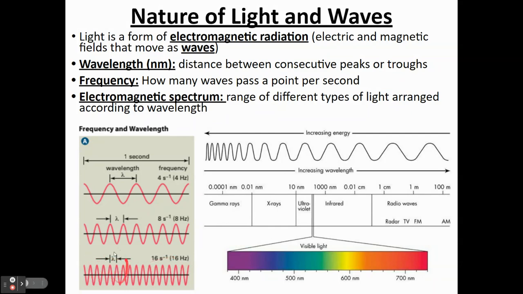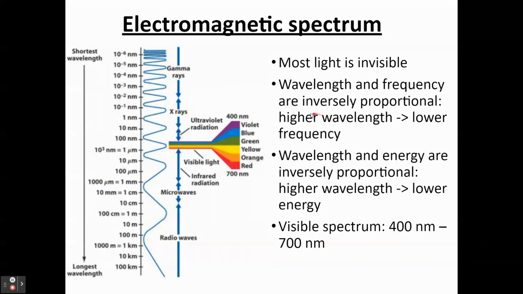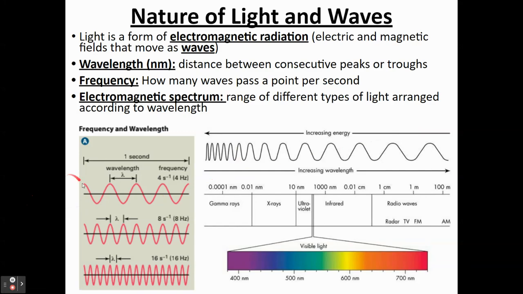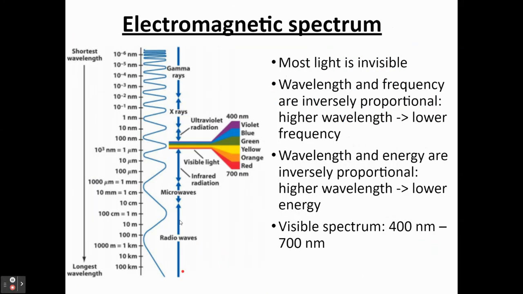So a small or short wavelength means high frequency. A long wavelength means lower frequency, it doesn't repeat as often. So we say the relationship between wavelength and frequency is inversely proportional. The wavelength and frequency are inversely proportional to each other. In other words, as one goes up, the other goes down. So a higher wavelength means a lower frequency, right? A higher wavelength doesn't repeat as often as the shorter wavelength. As you can see here, shorter wavelengths repeat more frequently than longer wavelengths.